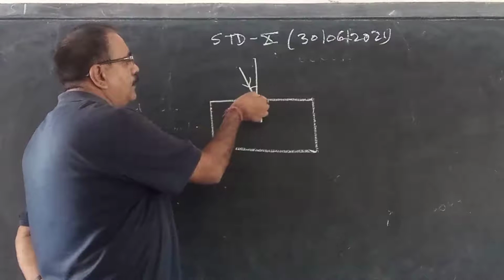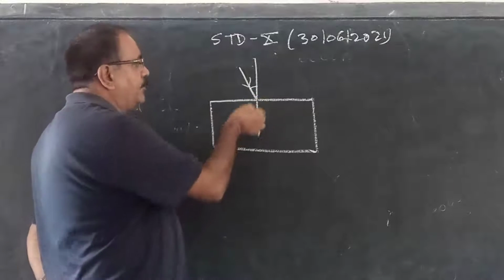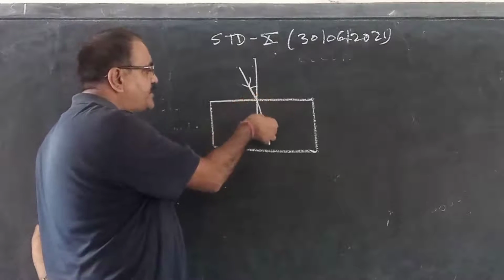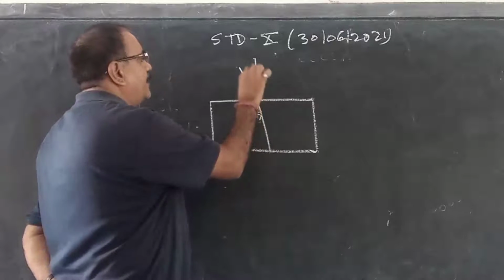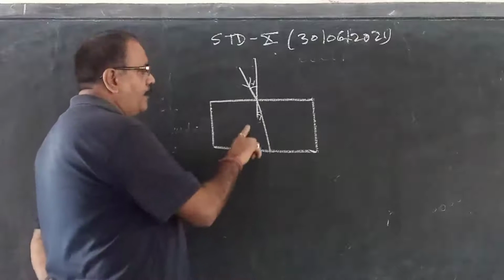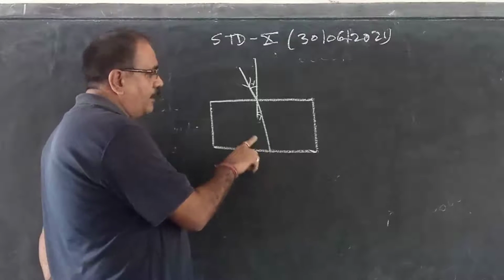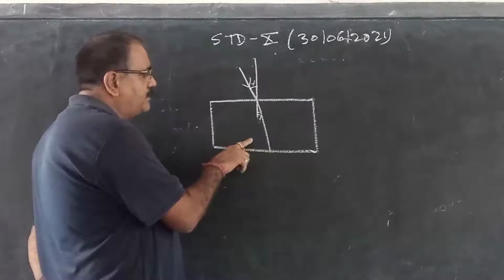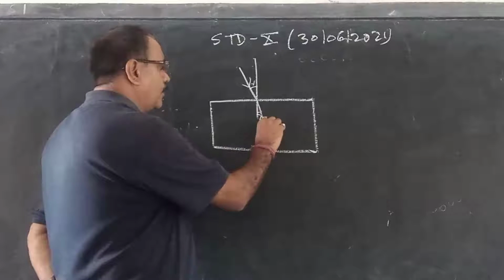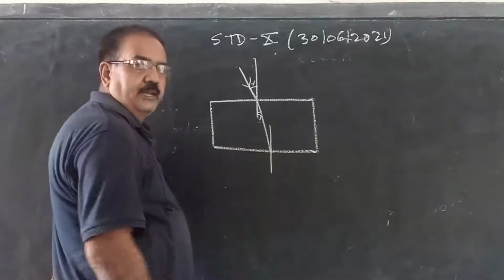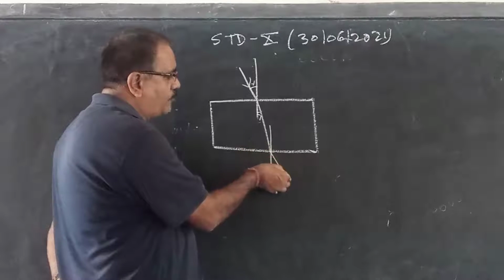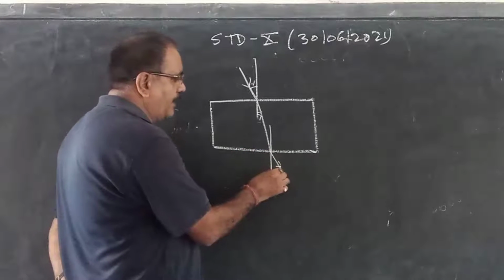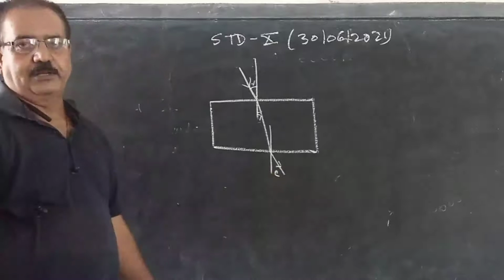Now the medium is changed, so there will be refraction. Say this is r, the refracted angle. Again, at this face the medium is glass to air. Draw the normal. Now the ray emerges out. This is denoted by e, the angle of emergence.